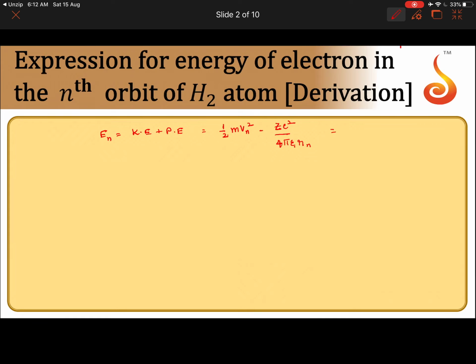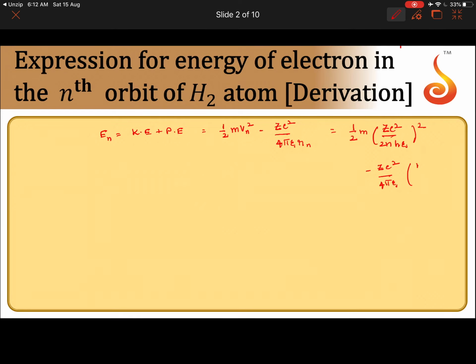Now if I substitute for the velocity in the nth orbit and the radius in the nth orbit, I'll get this as half of m into Ze square by 2n h into epsilon naught, whole square, minus Ze square by 4 pi epsilon naught into 1 by radius we have.